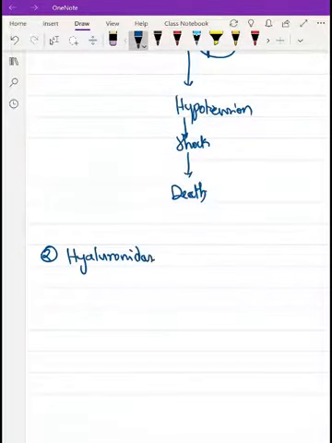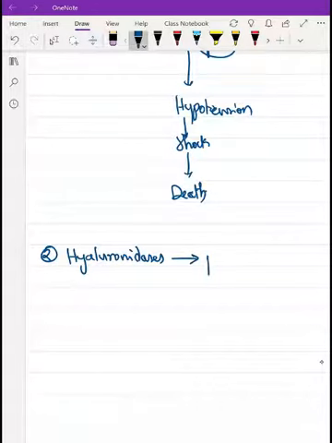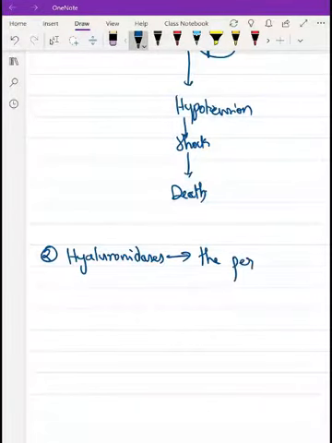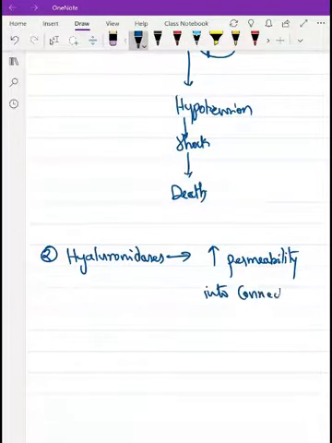The next ones are hyaluronidases. Hyaluronidases act on connective tissues. They increase the permeability of the toxin into the connective tissues.